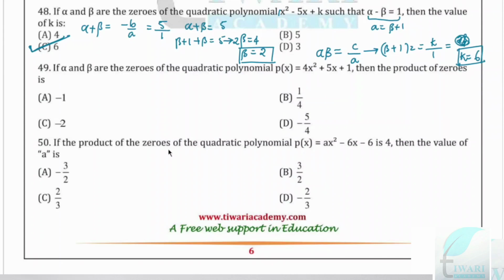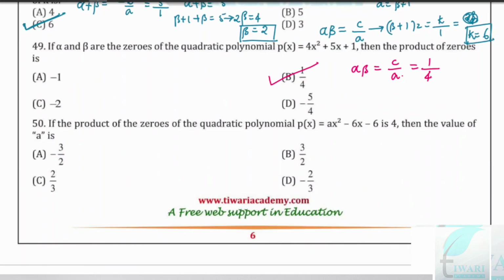Question number 49. If alpha and beta are the zeros of the quadratic polynomial p of x, that is 4x square plus 5x plus 1, then the product of zeros is what? We know that the product of zeros, that is alpha into beta, is equal to c by a. But here the value of c is 1 and the value of a is 4. So the answer is option B, 1 by 4.